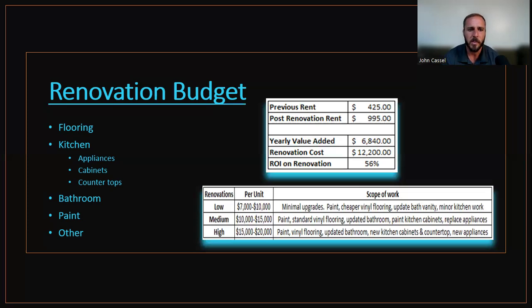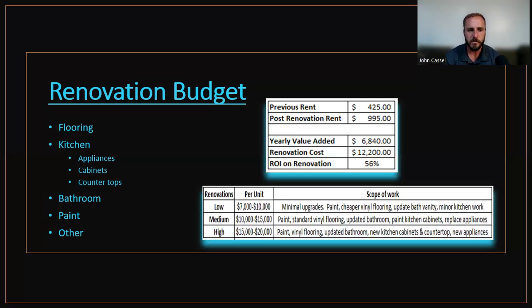Kitchen, you'd be looking at stuff like appliances, cabinets, countertops. Obviously, the bathroom is big. That's a big thing for looks at the property when people are touring it to see if they want to stay there. If you have a nice bathroom, that's a big selling point. The kitchen and bathroom are usually the two biggest selling points.